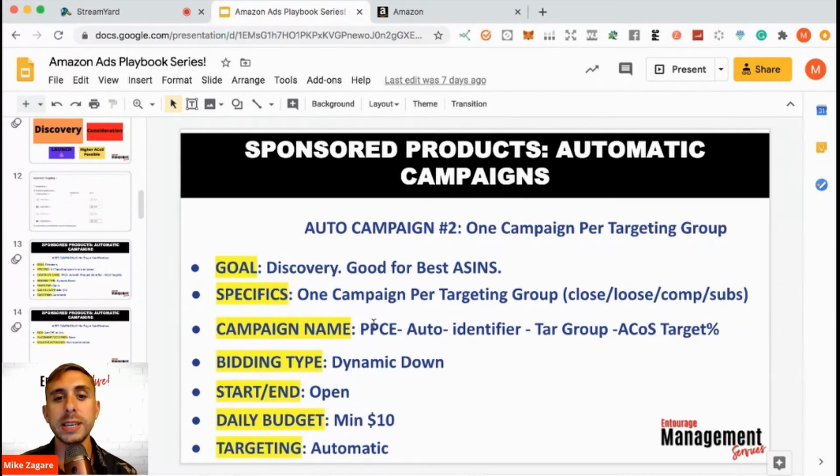Campaign name, PPCE-auto. And then you could put the product identifier, then do the targeting group, which would be the close match, loose match, complements, or substitutes, depending on what you've selected for that campaign, dash ACOS target. Bidding type, dynamic down. Start end date open, daily budget minimum $10, automatic targeting.